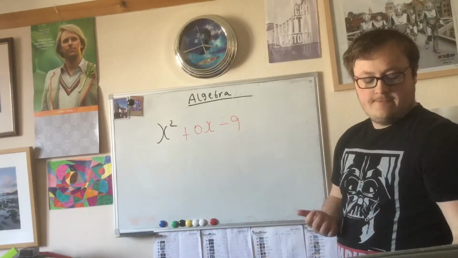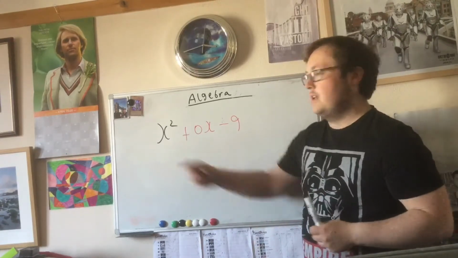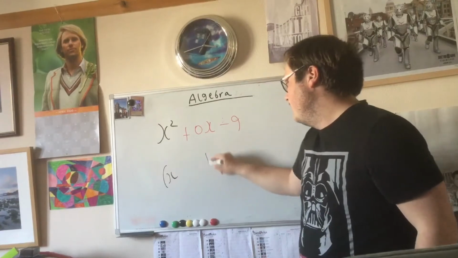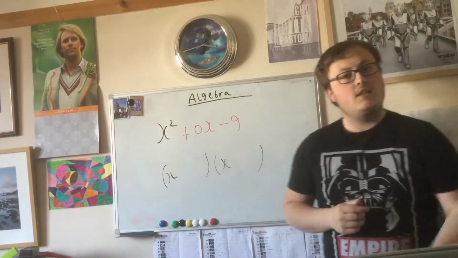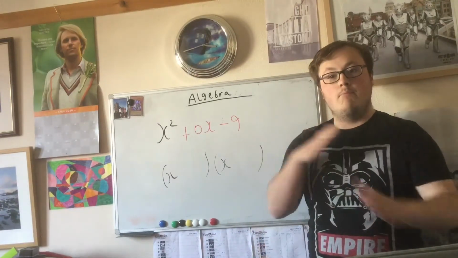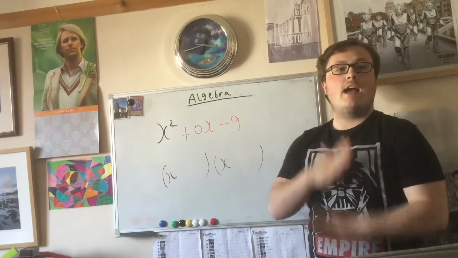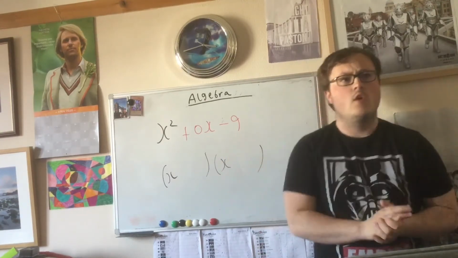So what we have to do is, firstly, are we doing anything to our x? Well, no, because it's still x squared. So we have an x here and an x here. Now we need to find two numbers that when multiplied together get us -9, but when added together get you 0. So let's think about it.